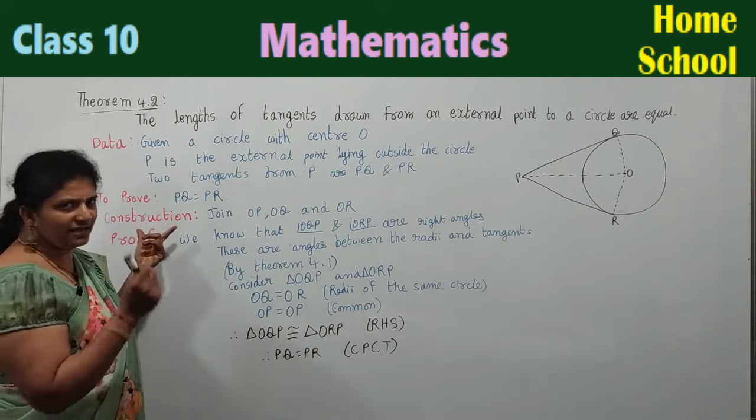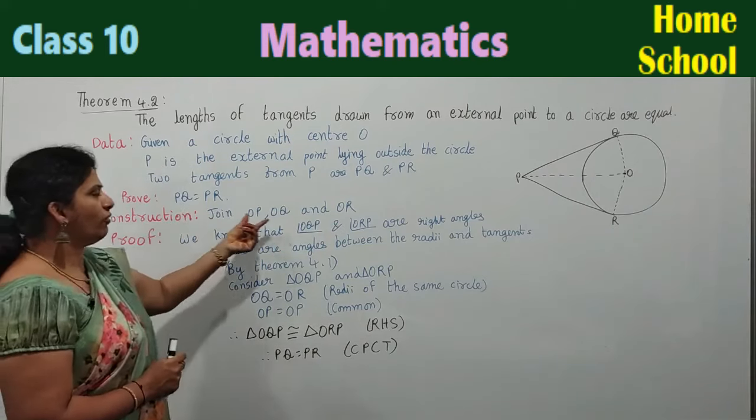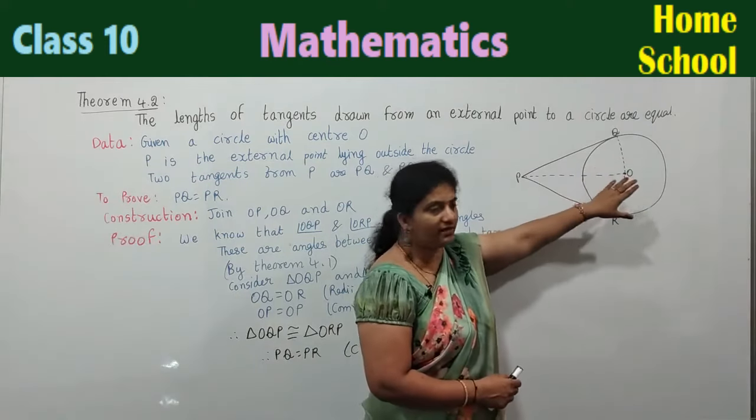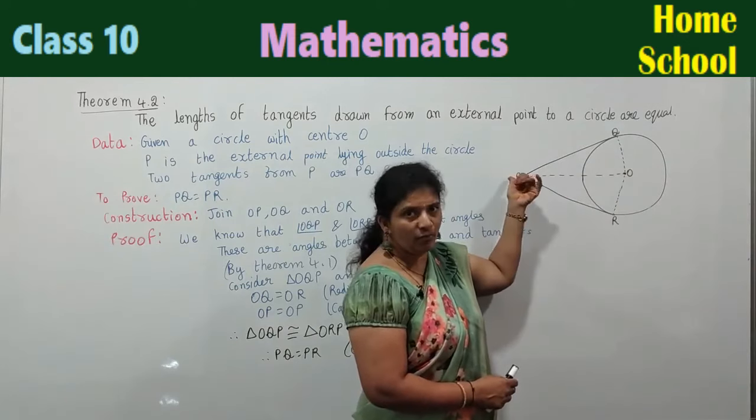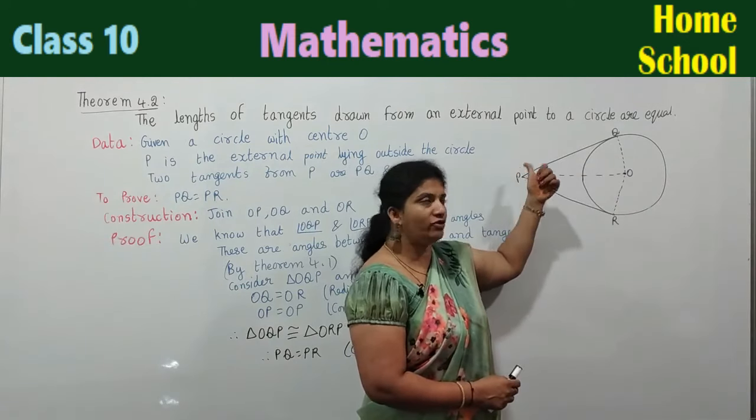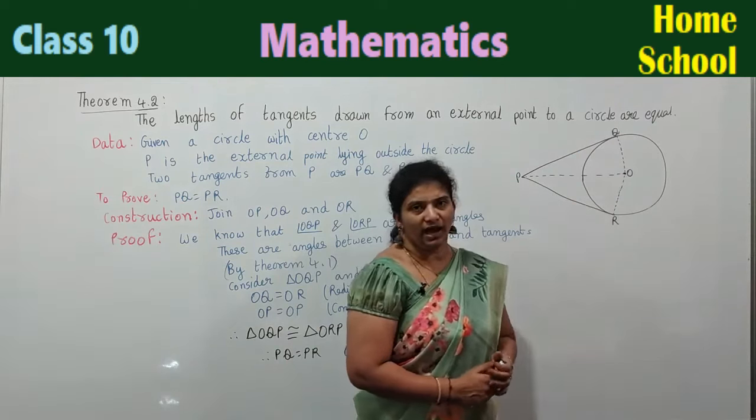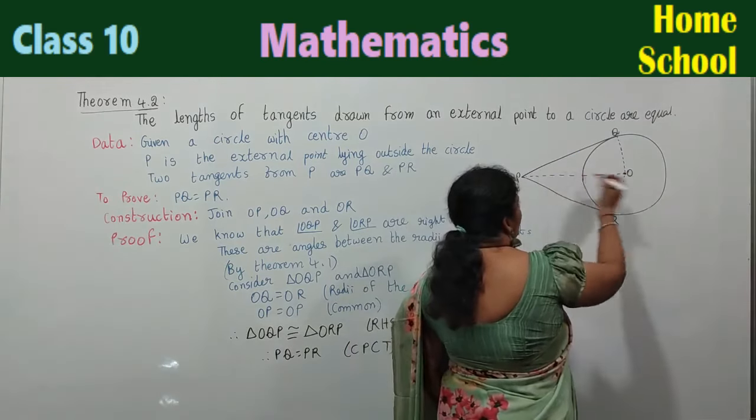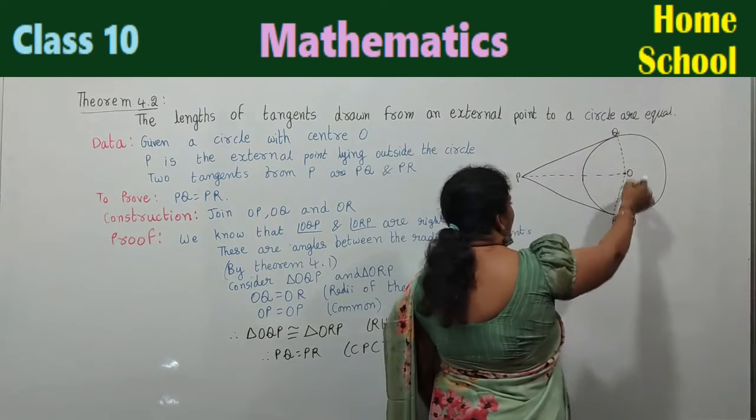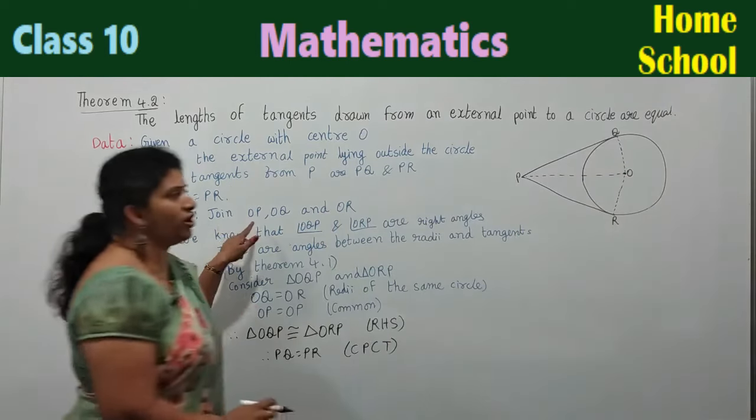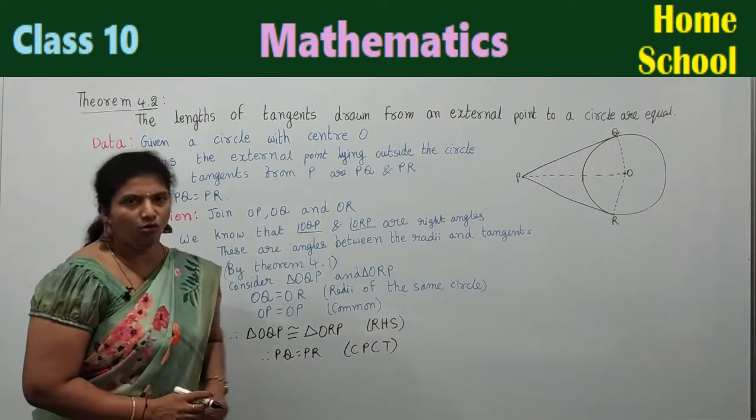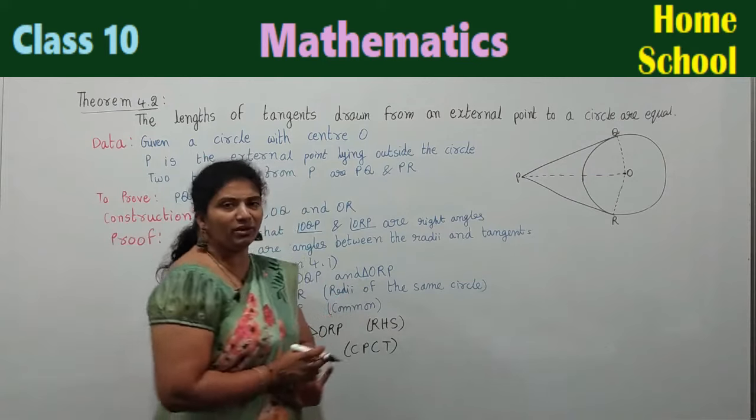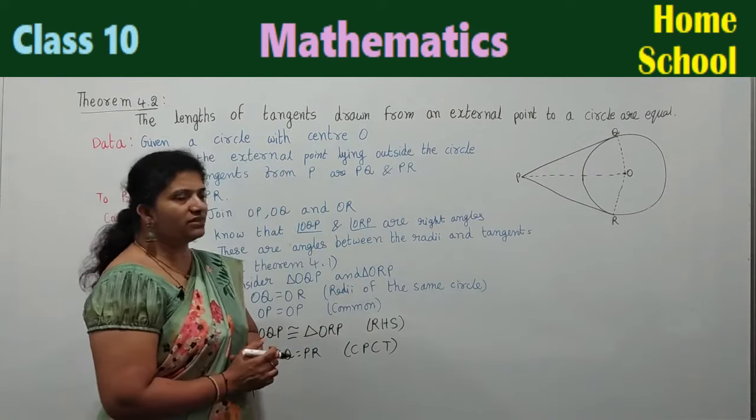We have a tiny construction in this theorem. Join OP, OQ and OR. First, what do you know, children? You know a circle with center O and an external point P. From this point, we have drawn two tangents PQ and PR. Now, in our construction, what have we done? Join OP, OQ and OR. I have joined. So, if I join, what can I remember here?